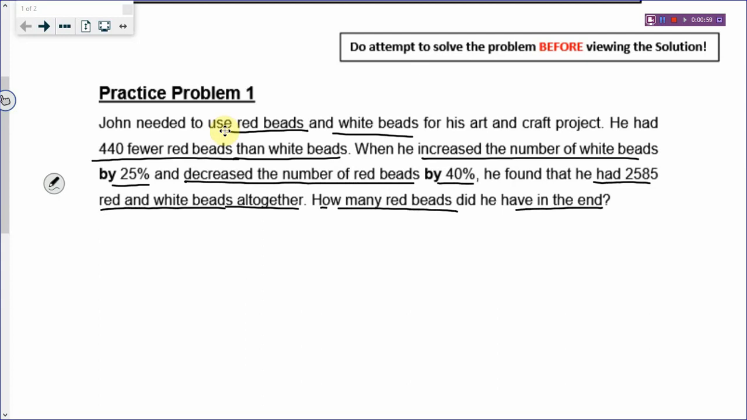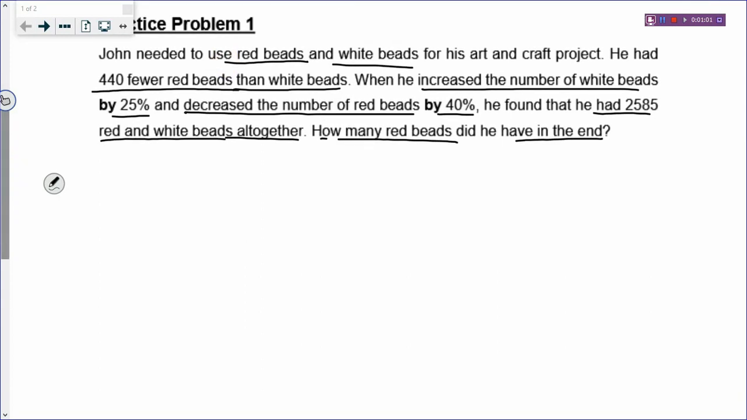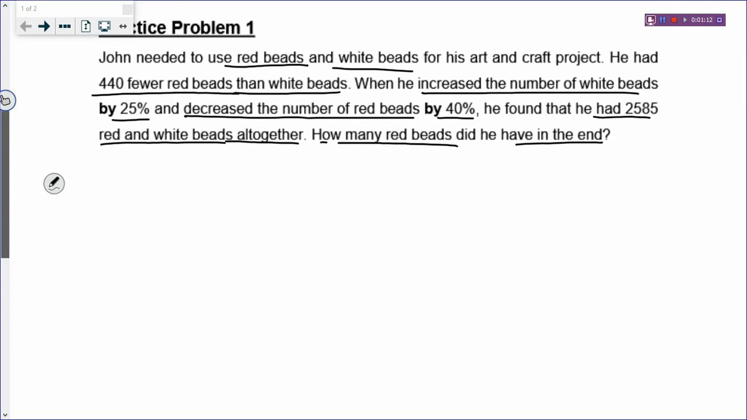Now, this is a before and after problem. So, like what I mentioned, you need to think about what is unchanged. Is the total unchanged? Is one group unchanged? Is the difference unchanged? Or has everything changed? In this problem, everything has changed. The white beads have increased, the red beads have decreased, the total has changed. So what do we do? Then you draw your table.